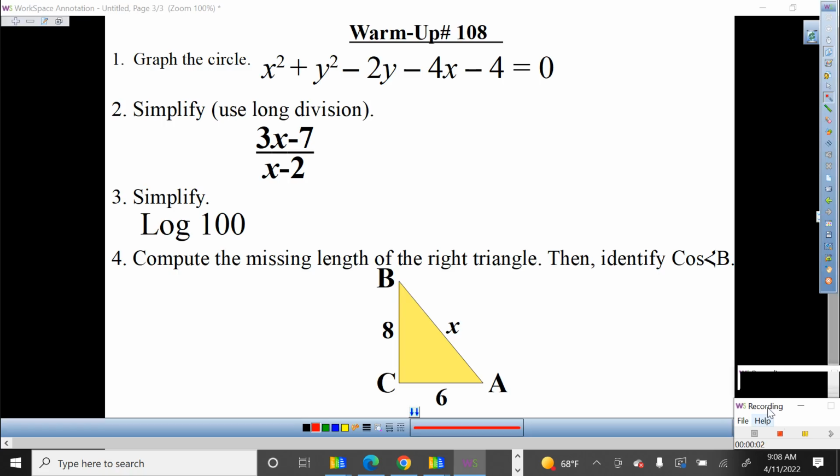All right, so once again, warm-up number 108 reads as follows. Number 1, graph the circle. They give us x squared plus y squared minus 2y minus 4x minus 4 equals 0. Number 2, simplify, use long division. They give us 3x minus 7 over x minus 2. Number 3, simplify, log 100. And number 4, compute the missing length of the right triangle. Then identify cosine angle B.